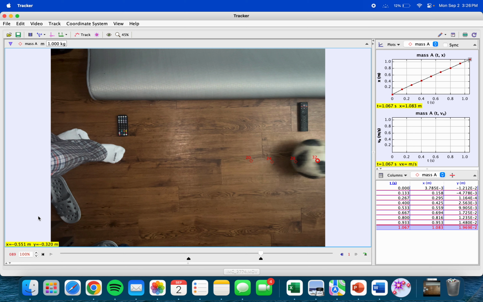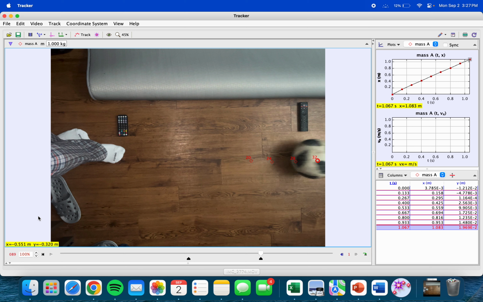I also oriented my situation so that the ball moved in the direction of the positive x-axis. If the ball moved in the negative x direction, the velocity would be negative and the position for each plotted point would also be negative. Time, however, would stay the same.